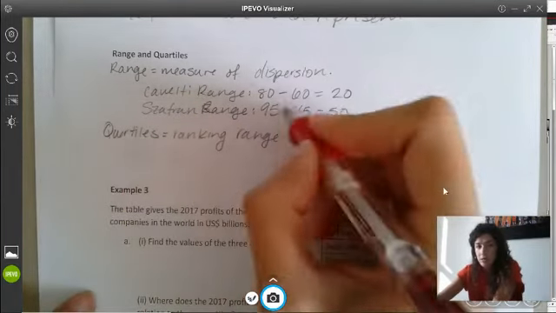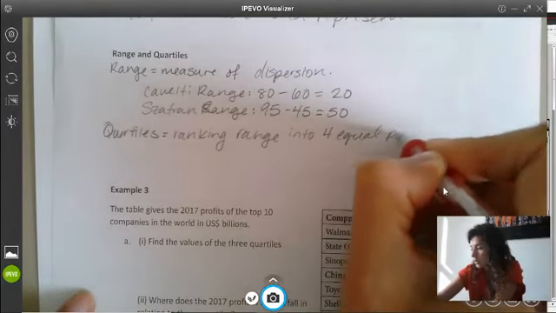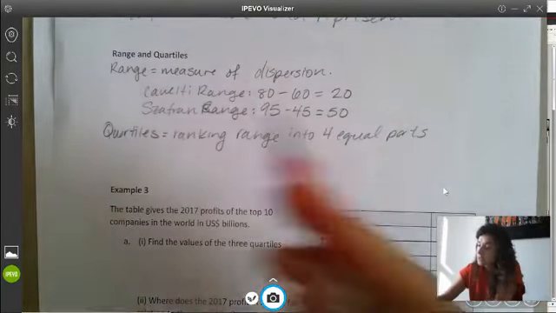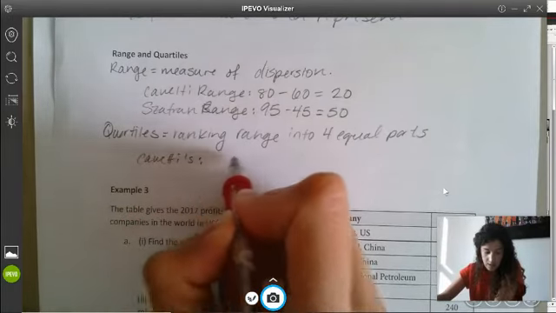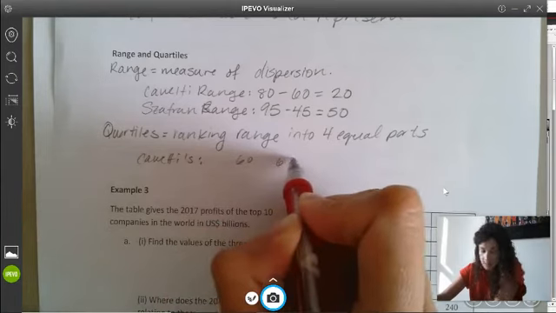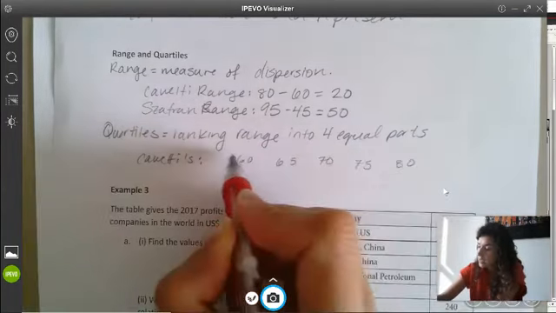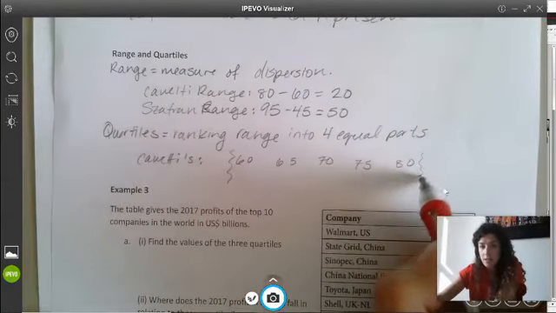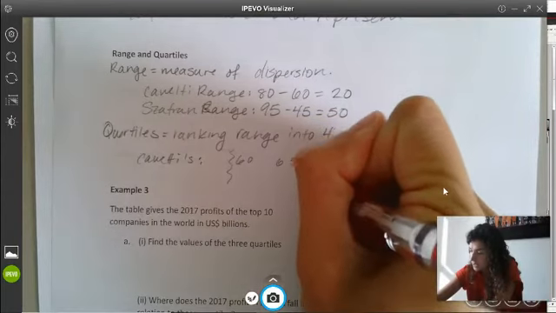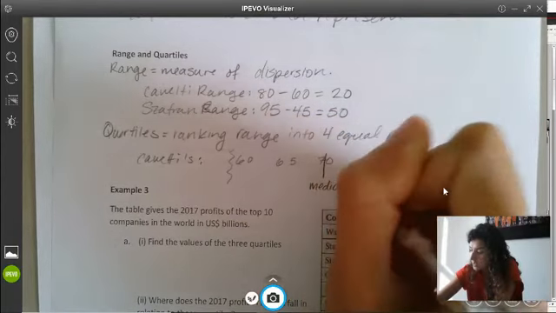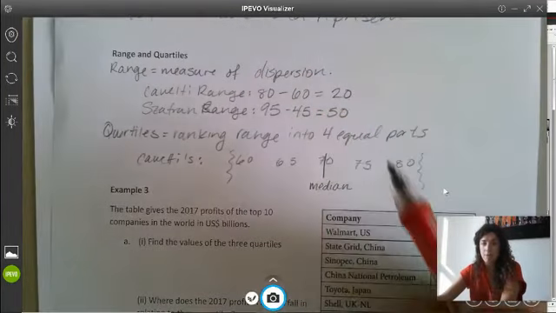Actually, let's talk about that. Ranking the range into 4 equal parts. So for instance, let's just look at QWERTY's data. If it was 60, 65, 70, 75, 80, our range is from here to here. Our median is right here. We then want to chop it up. So we've chopped it into half, right? So we're talking about 4 equal parts.